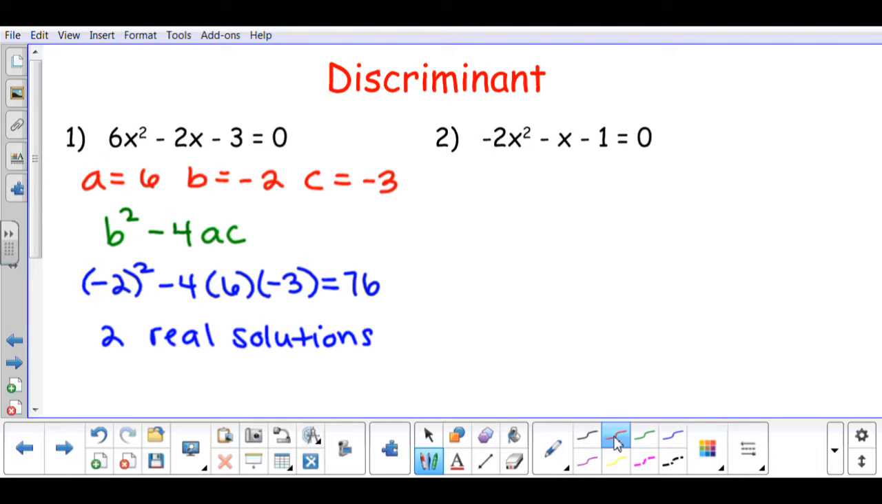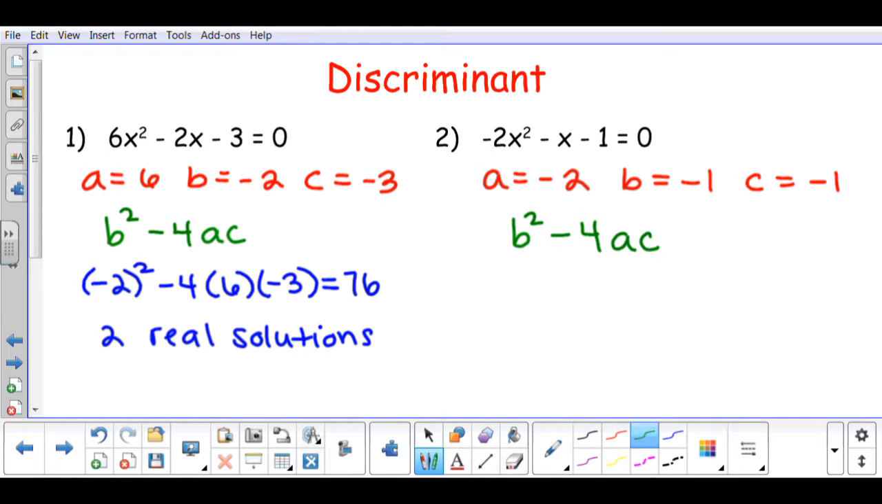I'm going to do the same thing here in number 2. So my a term is -2, my b term is -1, and my c term is also -1. So I'm going to use the same discriminant formula of b squared subtract 4 times a times c. So my b term is -1, my a term is -2, and my c term is also a -1. I'm going to evaluate this as well to arrive at my solution.